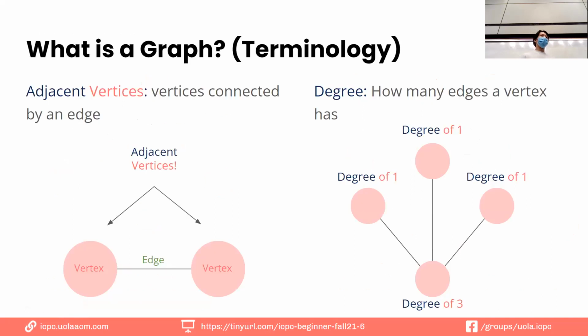To talk about graphs, there's a lot more terminology that we need to go over so that we can explain things quickly. So we have adjacent vertices. These are vertices that are connected by an edge. So these two vertices are adjacent.